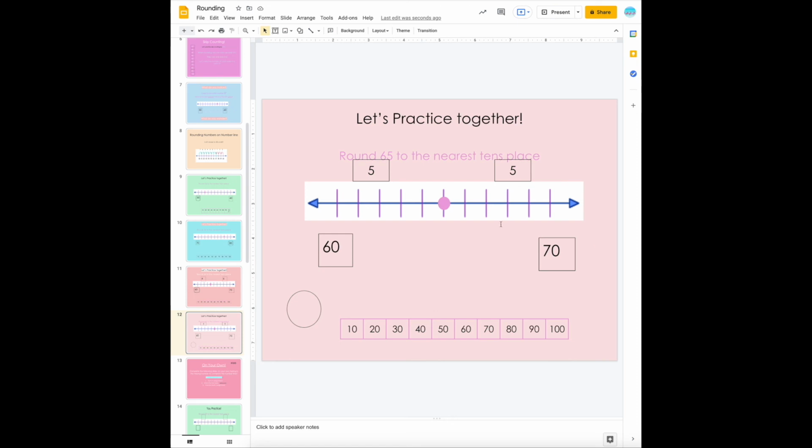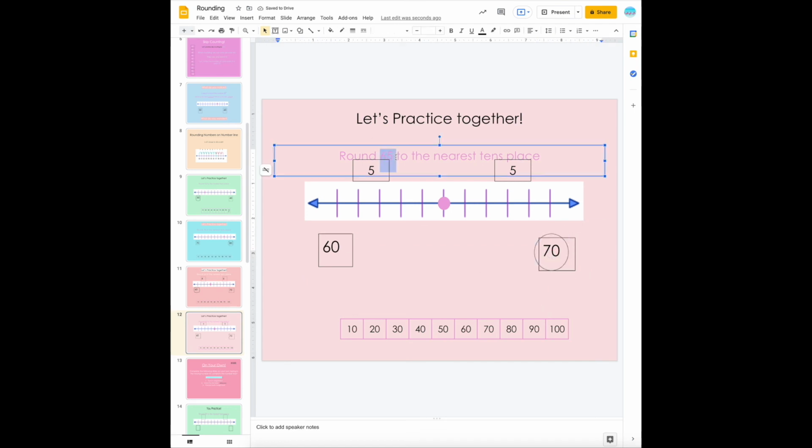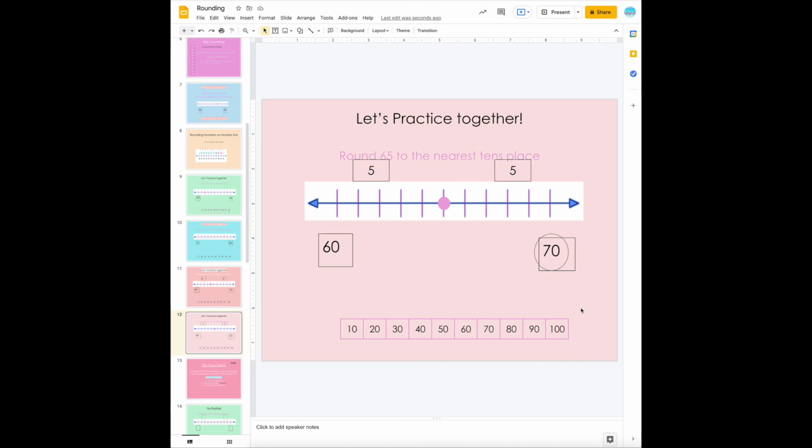Whenever you get a tie like this, it's always going to go up. It's kind of like when you have two numbers, you usually want the bigger number. So if it's a tie and you get to choose, it always rounds up. Say that with me. It always rounds up. So 65 rounded up to 70.